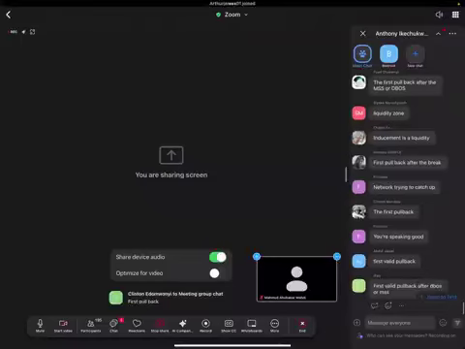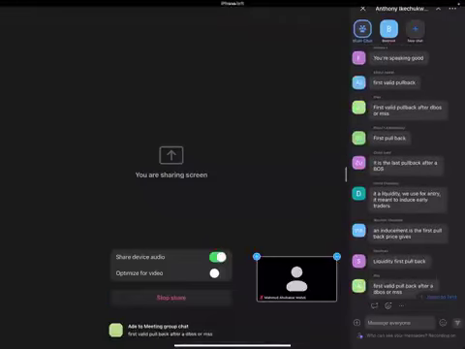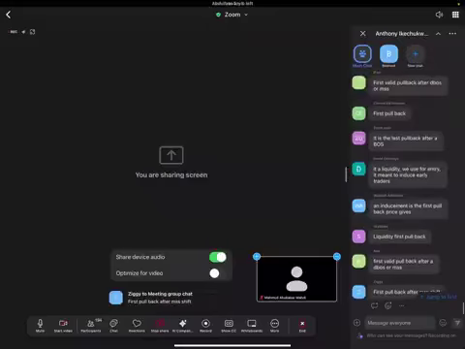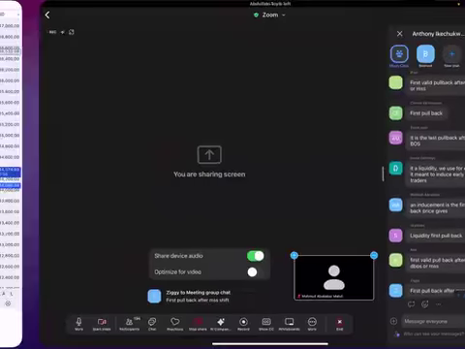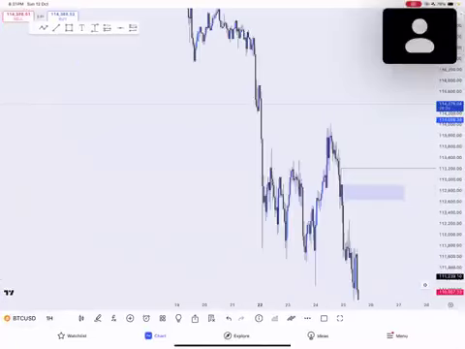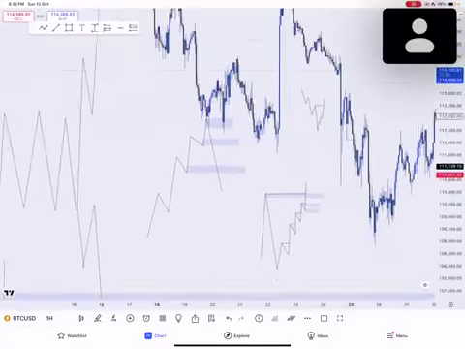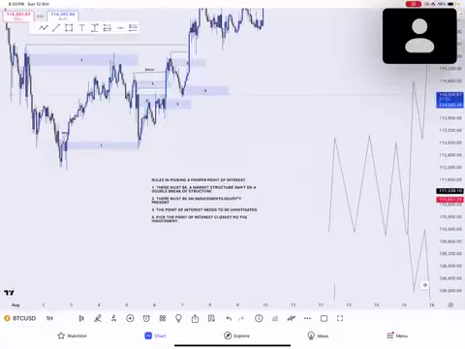Exactly. So an inducement is the first valid pullback after a double break of structure or a market structure shift. So that is what the second rule is trying to tell us. It's telling us that after we've marked our double break of structure or our market structure shifts, the next thing we should go and look for is the inducement. So without any inducement, we should not be looking for any other thing until we see an inducement after the double break of structure or the market structure shifts.